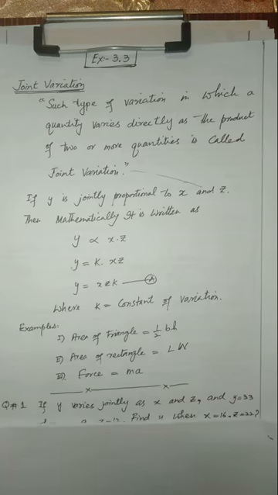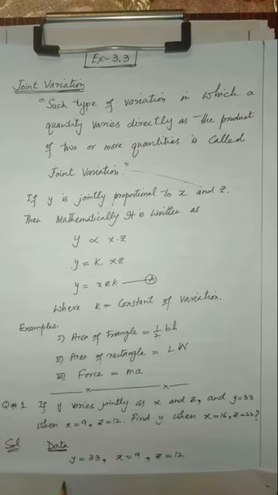Now moving to the exercise. Question number 1. If y varies jointly as x and z, and y is equal to 33 when x is equal to 9 and z is equal to 12, find the value of y when x is equal to 16 and z is equal to 22. Solution. Data. Y is equal to 33, x is equal to 9 and z is equal to 12. Y is to be found out when x is equal to 16, z is equal to 22.